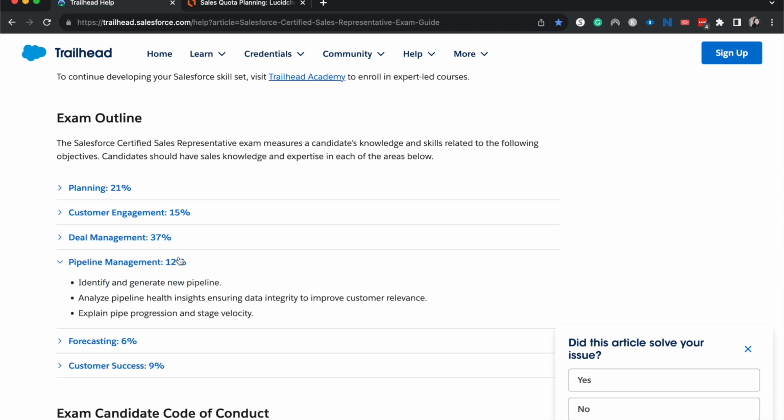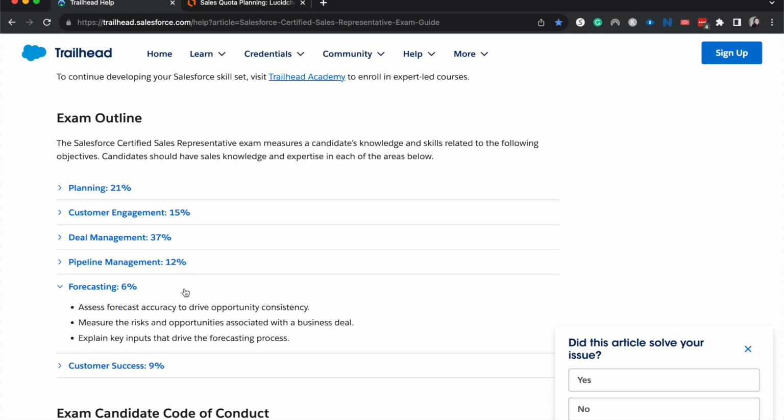All right, then it's going to be pipeline management, all about generating a new pipeline, analyzing your pipeline health, and making sure that your pipeline is progressing appropriately for your customer base, for your products, whatever it is. Then it's going to be forecasting at 6%, which is going to be forecast accuracy. So keeping your data clean, data integrity, and how to forecast appropriately. A lot of crossover between forecast and pipeline.